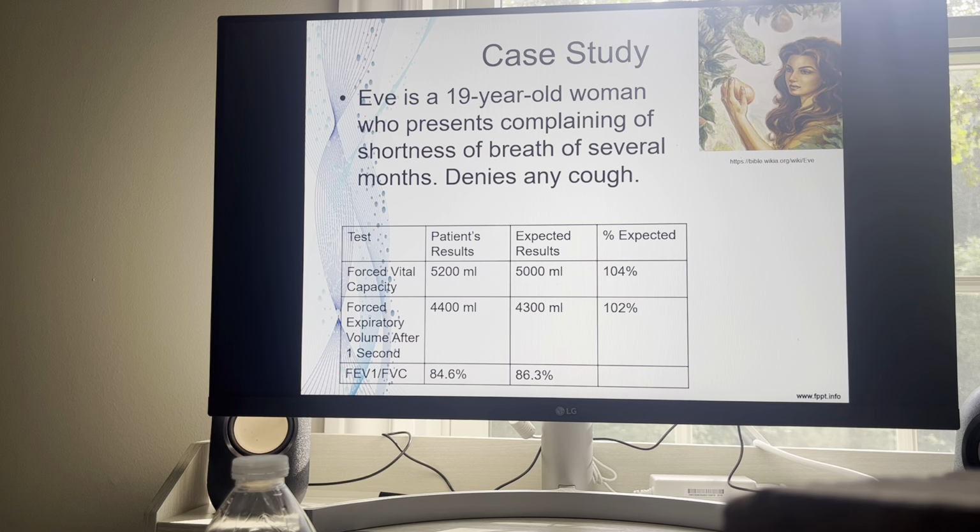Does she have restrictive? Well, is her FVC less than 80? No, her forced vital capacity is 104%. She has neither obstructive lung disease nor restrictive lung disease. She has something else going on, maybe anxiety or there's just something else going on, but it's not either of those lung processes.